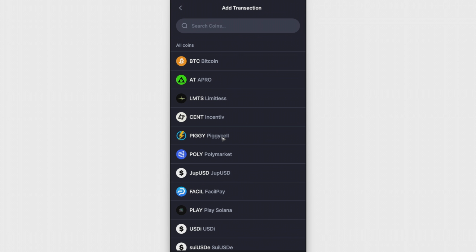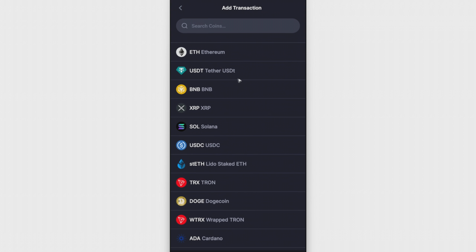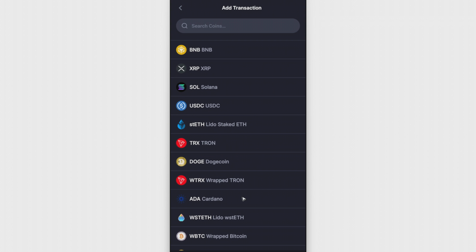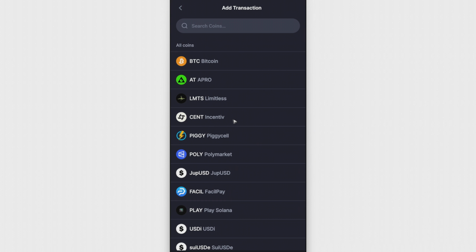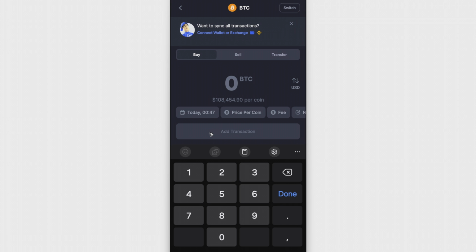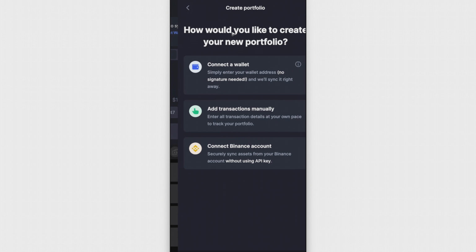Now, what I did is when you go ahead and add a portfolio right here, as you can see, you have BTC, Bitcoin, MetaMask, USDT, USDC, Sol, and some other options. Let's say I'm going to go ahead and add in Bitcoin. And as you can see here at the top, it says connect wallet or exchange. So I have connected the wallet or exchange Binance. So I'm going to tap on it.